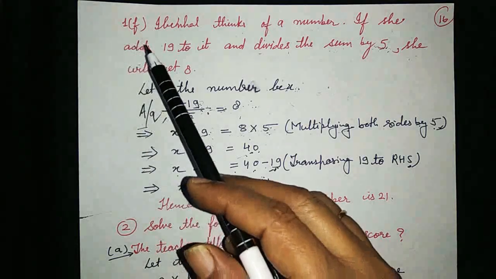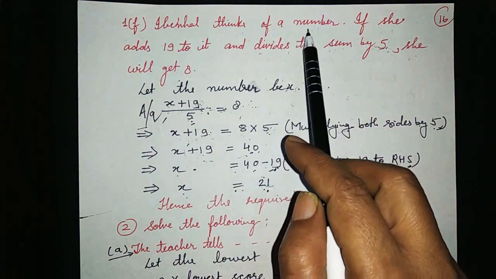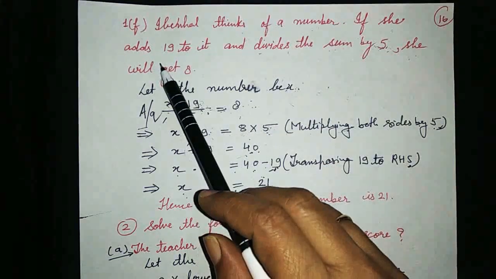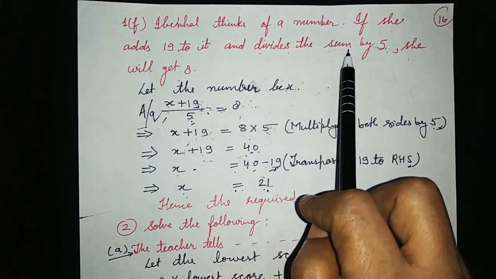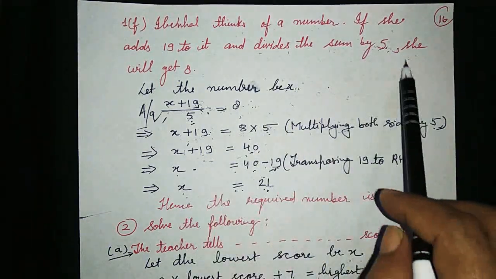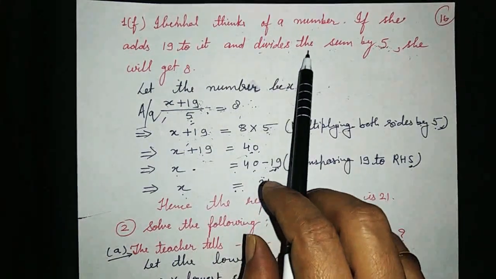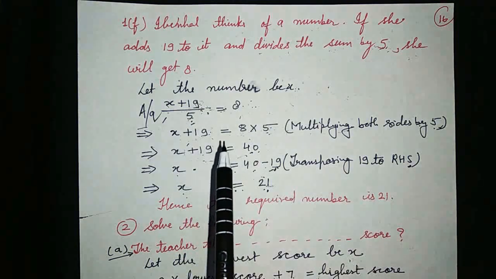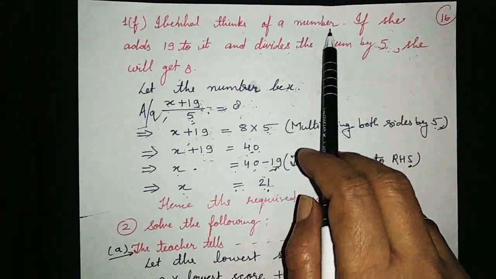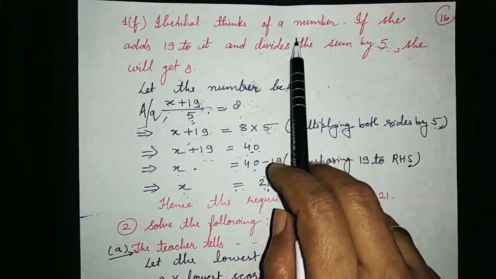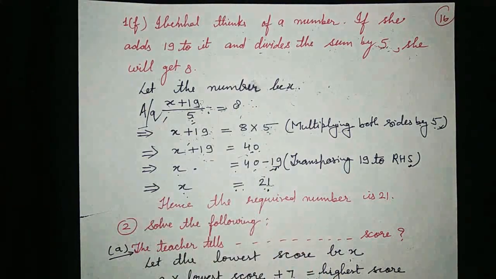Now students, see the F part of question number 1. Ibn Hal thinks of a number. If she adds 19 to it and divides the sum by 5, she will get 8. Students, here we do not know that number. So what we will do? We will assume that unknown number. Okay, so for this we will write the statement, let the number be X.